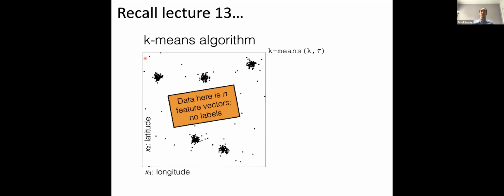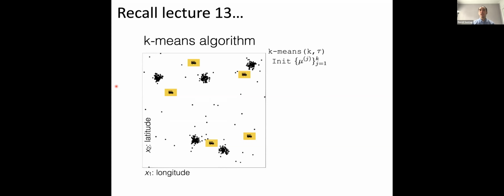So recall back to lecture 13, last lecture, where Tamara presented the k-means algorithm. She gave this example where there are two features, x1 and x2, longitude and latitude. There are a number of data points, little n data points, and critically in the k-means algorithm, there are no labels. Our goal is to discover some structure in the data. The first step of the k-means algorithm was to initialize some means. Here we chose 1, 2, 3, 4, 5 different means. So there will be 5 clusters we get out.